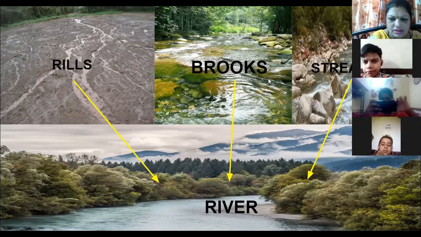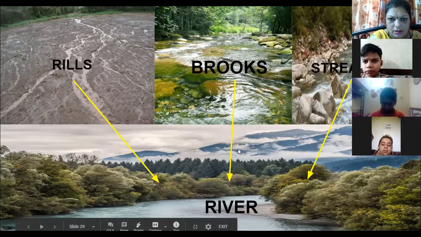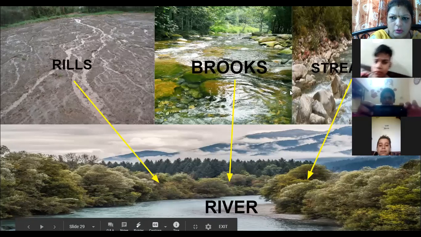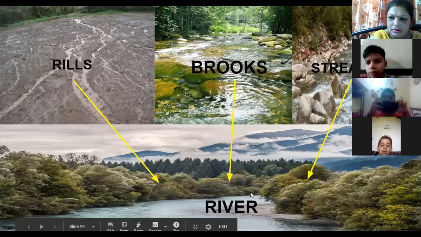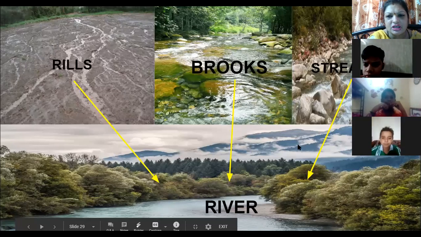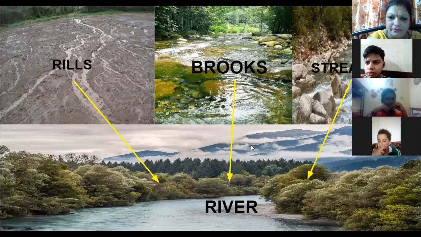Now, these are small sources, and when they join together, rills also meet the river, brooks also meet the river, and streams also meet the river. So when these waters meet, they form a river. And ahead, this river water will go into the ocean. But before going into the ocean, this river water is not salty. When it meets the ocean or the sea, then it becomes salty. So these are the fresh water bodies where we can get fresh water or the surface water to drink.